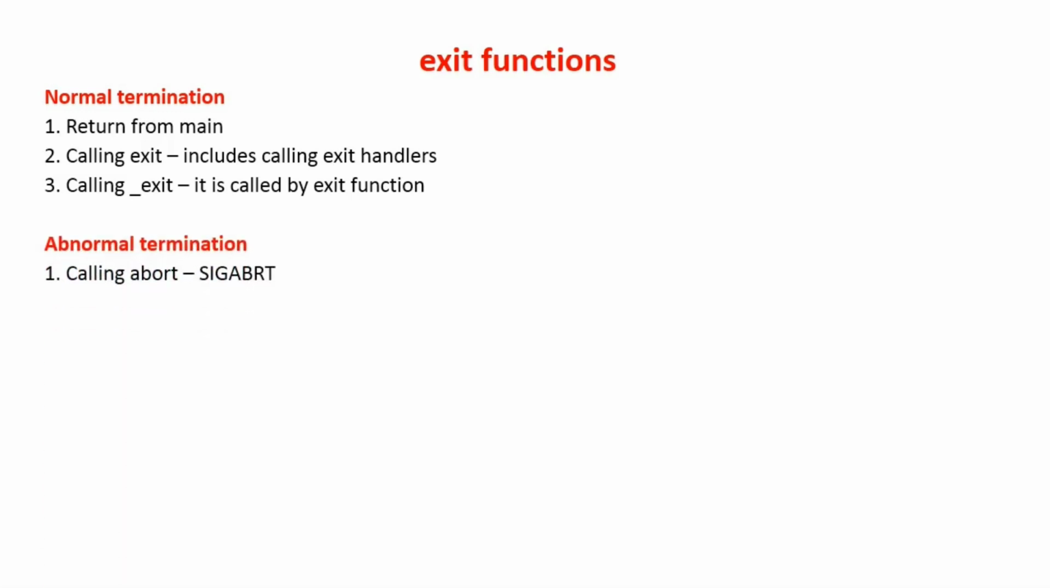And abnormal termination. Abnormal termination means the process doesn't complete the task, it terminates in between without completing the task. The first one is calling abort. Calling the abort function in a program if something happened while executing.